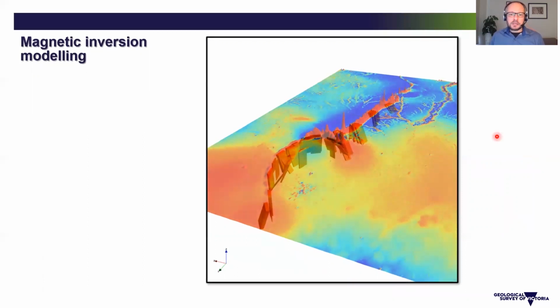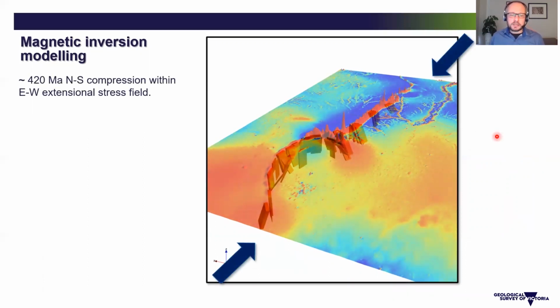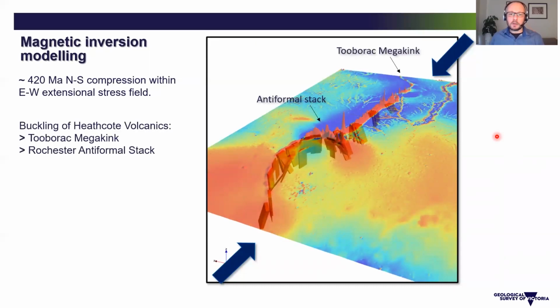So what we're seeing is that at about 420 Ma, this area was undergoing north-south compression, and that caused the buckling of the volcanics. So the volcanics thrust faults and the volcanic units, and that has led to features like the Tubrak megakink in the south that we can map, and what we see in the magnetics and the gravity, the antiformal stack further north. And from the modeling, we can see that the volcanics have been locally overturned in this region and buckled.